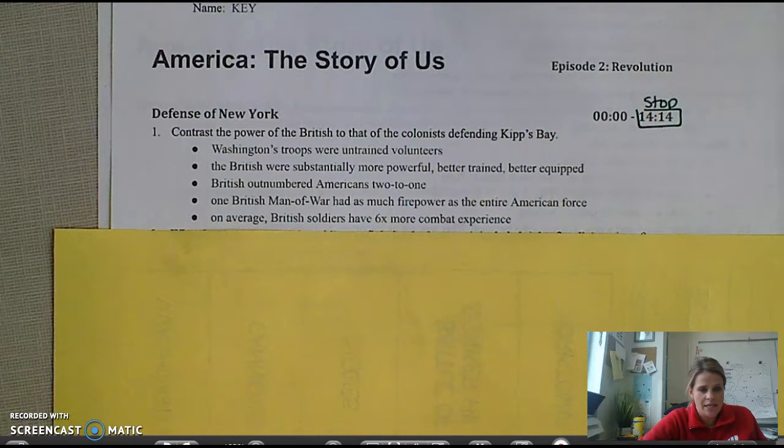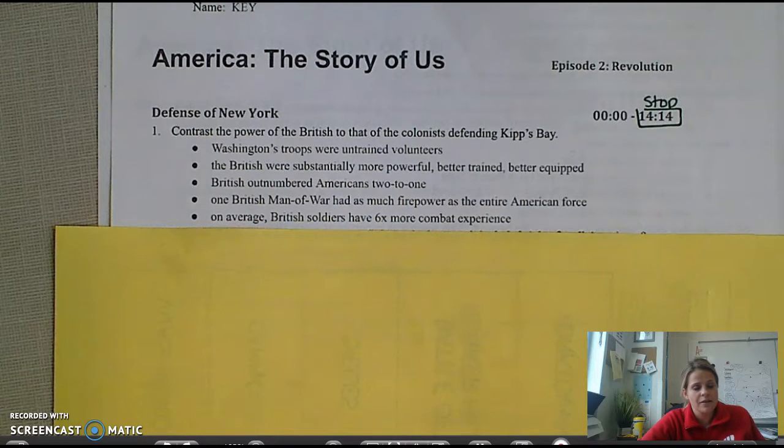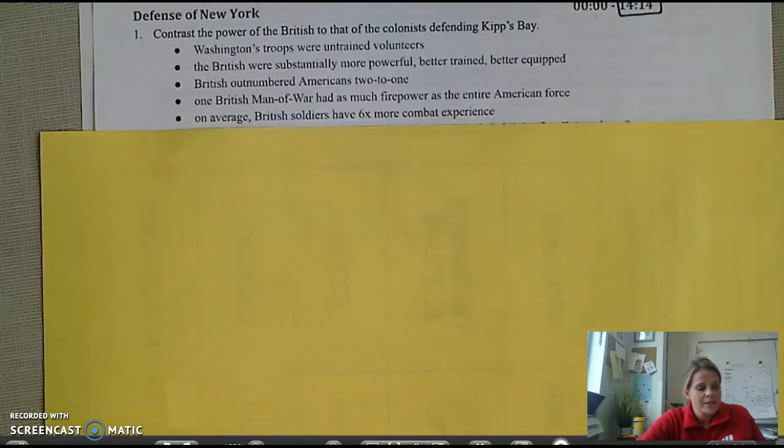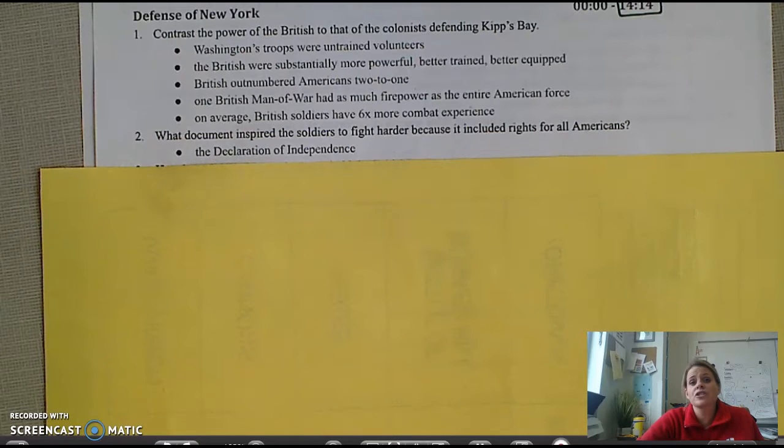Hopefully you also caught on to this, which I think is a very interesting fact. On average, British soldiers have 6 times more combat experience. So compared to the Continental soldiers, these British soldiers have been in combat 6 times more, which is a huge advantage. You know strategy, you know how to come back from a defeat, you just know war tactics a lot better. Second question, you should have the Declaration of Independence. They talk about that. This was a very uniting document for everybody because it had that line of, we are all entitled to these inalienable rights because we're human beings, and so people wanted to fight for that.